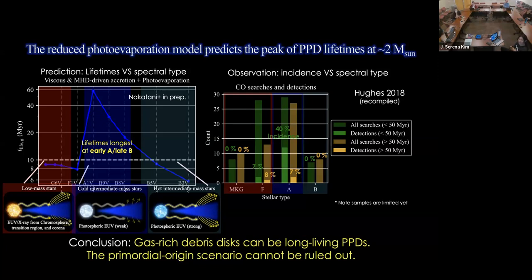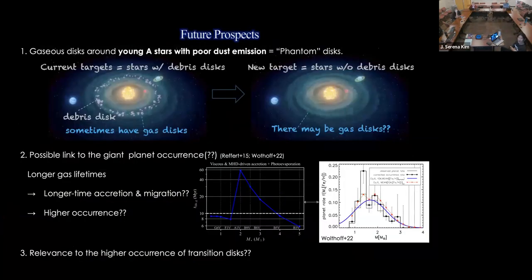So I found this qualitative agreement interesting. Anyhow, this also shows the primordial origin scenario is plausible, in contrast to the previous thought. So more investigations are needed observationally and theoretically. And I'm finalizing my talk by mentioning future prospects about this study.